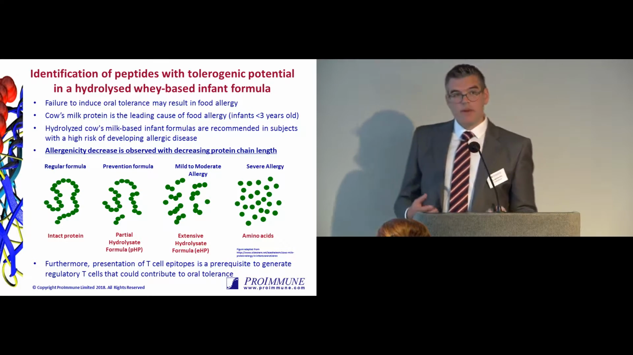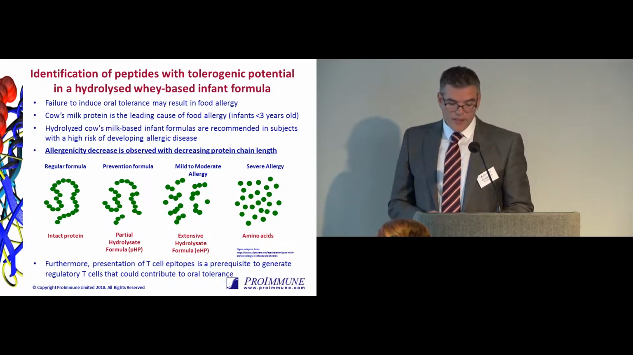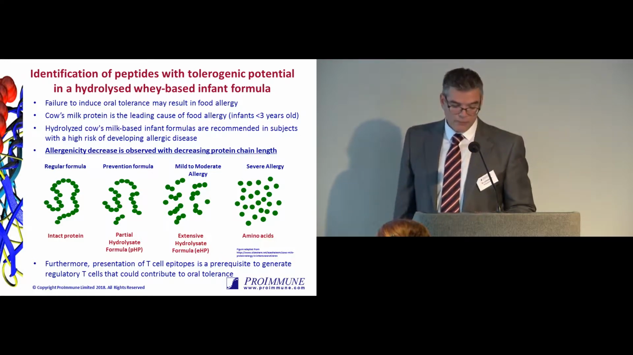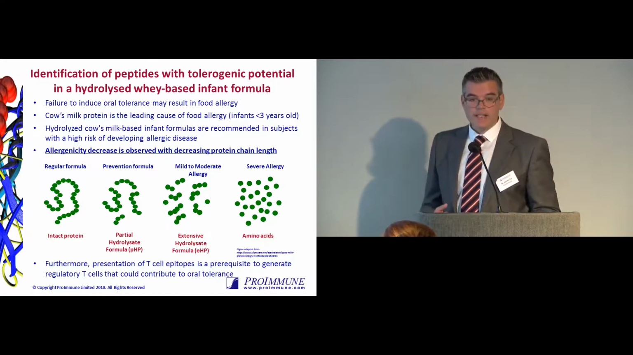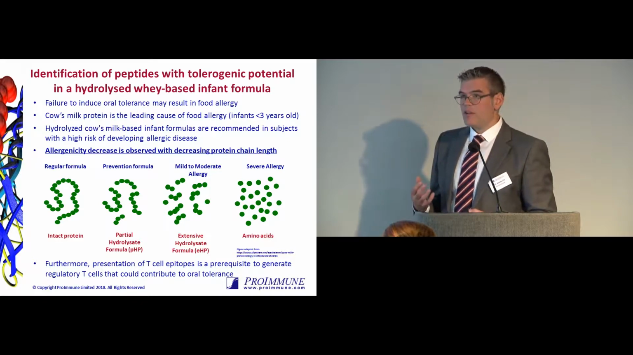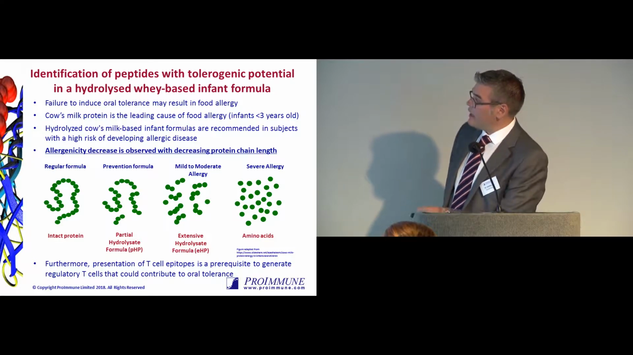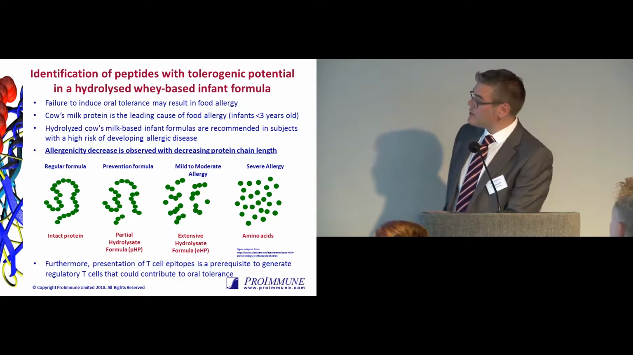And that really is driven by the fact that you just don't get oral tolerance generated in those individuals. This can be a big issue, particularly in infants up to 3 years old just on infant formula. And the most typical way of treating that is to use hydrolyzed cow's milk-based infant formulas. This is often used for individuals who are at a higher risk of developing an allergic disease. That means that if you look at the milk protein, the intact protein is full length. If you do a partial hydrolysis, then you get shorter fragments of the protein.